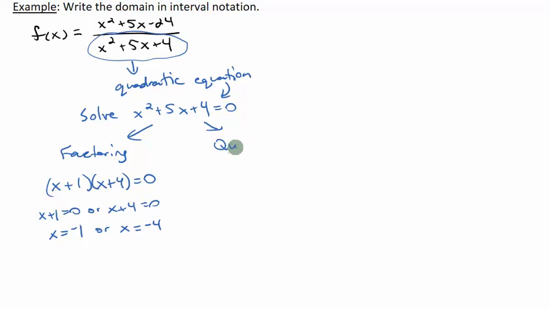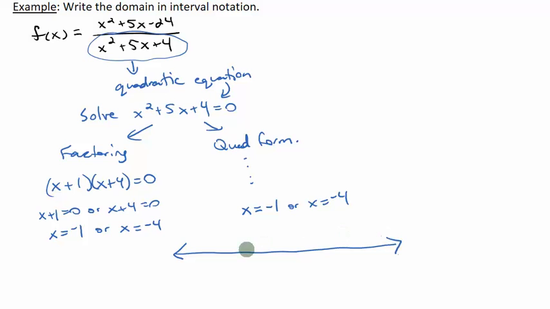Or you could use the quadratic formula. And again, I'm not going to teach you how to use it here, but if you do the quadratic formula, you'll also get x equals negative 1 or x equals negative 4. So those are the two x values that make the denominator 0. So if I look at my number line, I'm going to mark negative 1 and negative 4. Now negative 4 is to the left of negative 1.